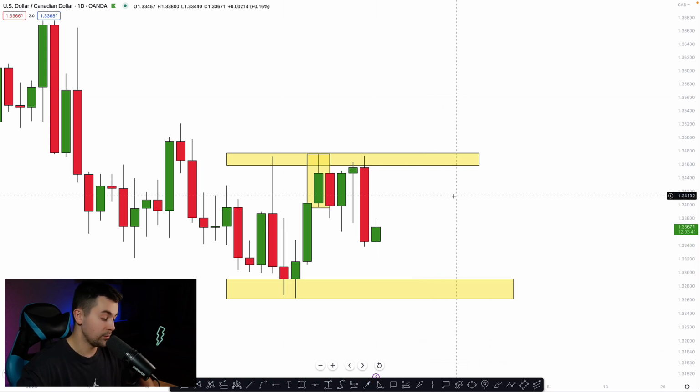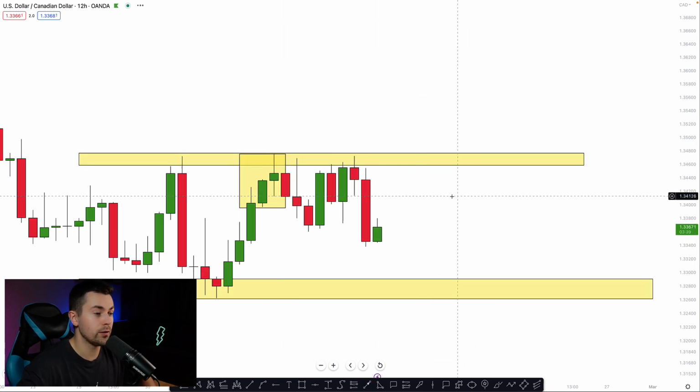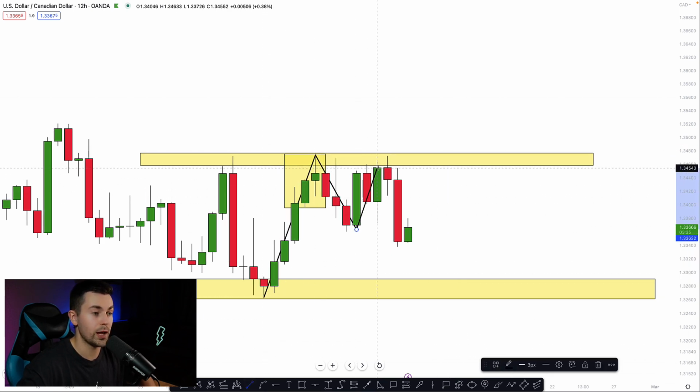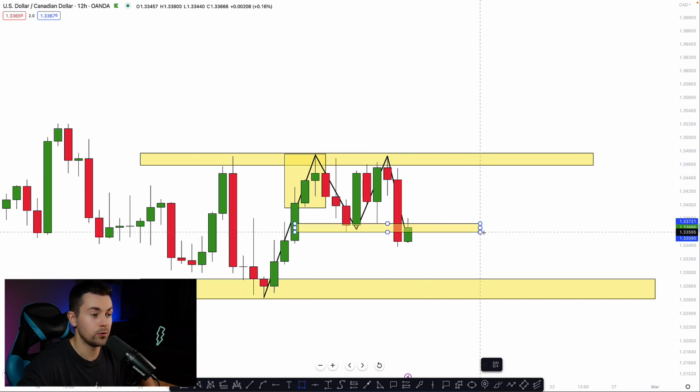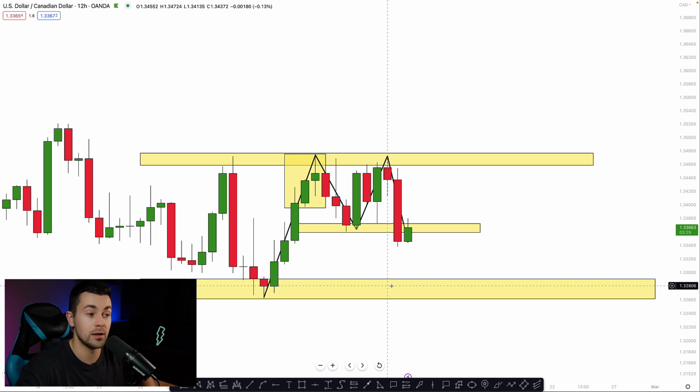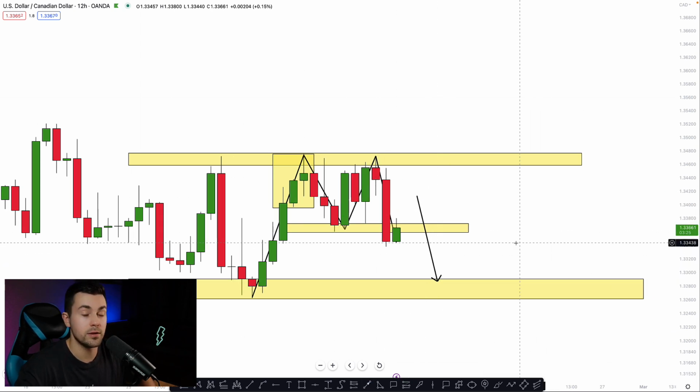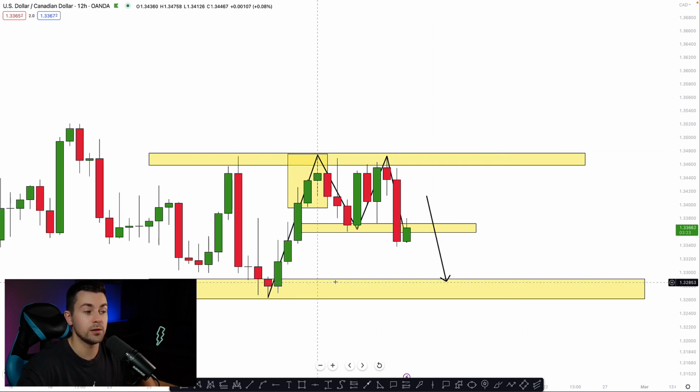Moreover, opening the 12 hours chart, you can see that here on the 12 hours chart we have a very cute double top. And we also have a confirmed neckline breakout of that double top as well. So I think that the pair will keep falling, and I expect a bearish continuation to that support.